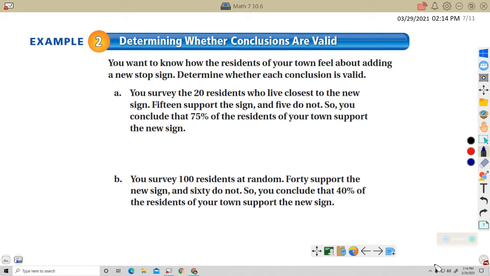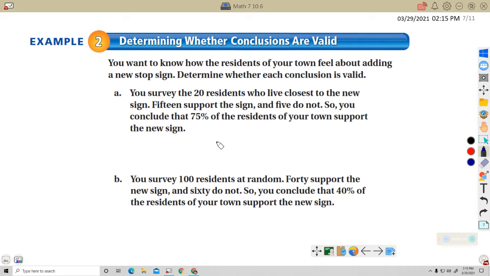Next, we want to see if we can determine whether or not conclusions are valid. So let's take a look at this problem. You want to know how the residents of your town feel about adding a new stop sign. Determine whether each conclusion is valid. So A, you survey the 20 residents who live closest to the new sign. 15 support the sign and 5 do not. So you conclude that 75% of the residents of your town support the new sign. Is that a valid conclusion?